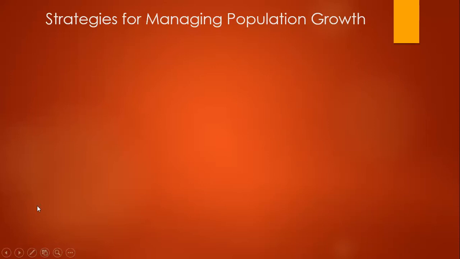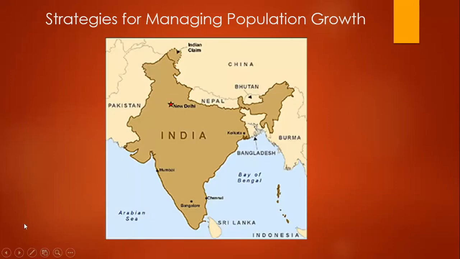So what we're going to do is look at a couple of different countries and areas, strategies for managing population growth, and kind of what has happened there. We're going to start off with India. India was the first large nation to recognize the need for family planning, education, and birth control all the way back in the 1950s.